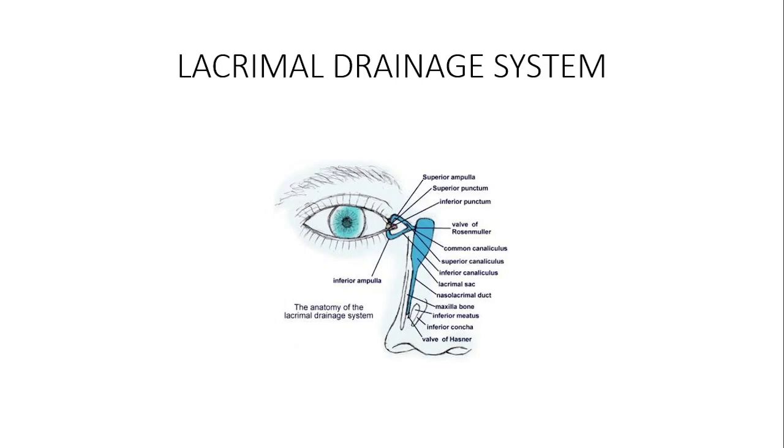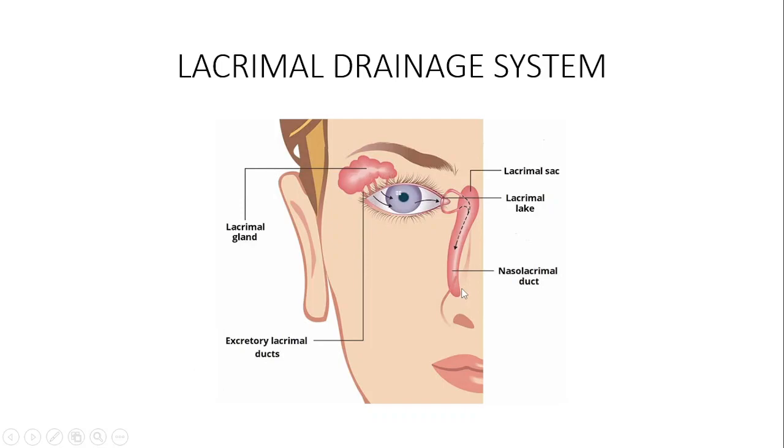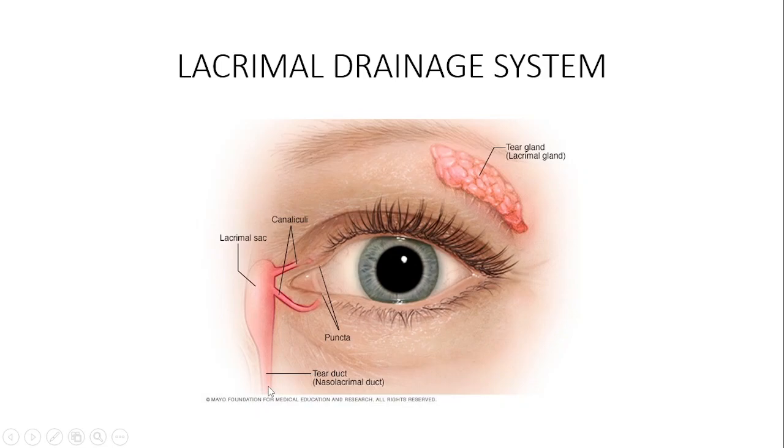Again, we should bear in mind that there is a valve found at the junction where the nasolacrimal duct enters the mucosa of the nose, and this is known as Hasner valve. What does it do? The Hasner valve will be somewhere down here. It prevents reflux of nasal discharge into the nasolacrimal duct. That's what Hasner valve prevents.